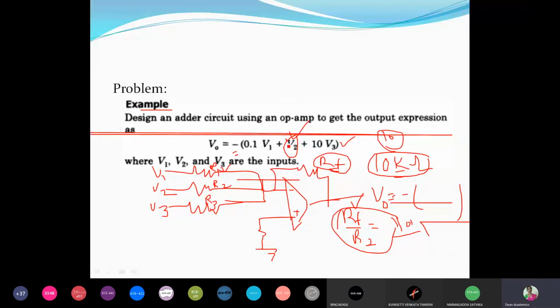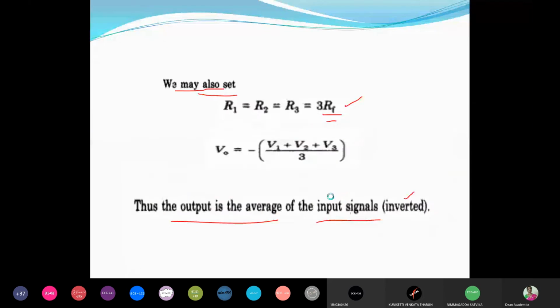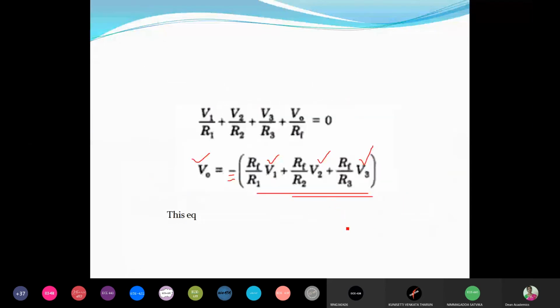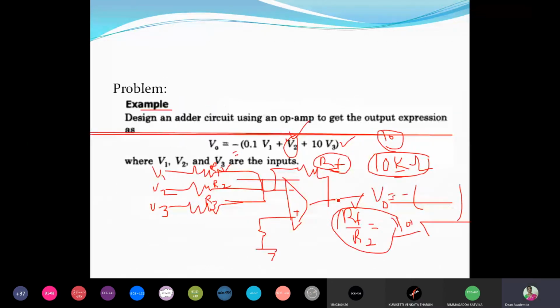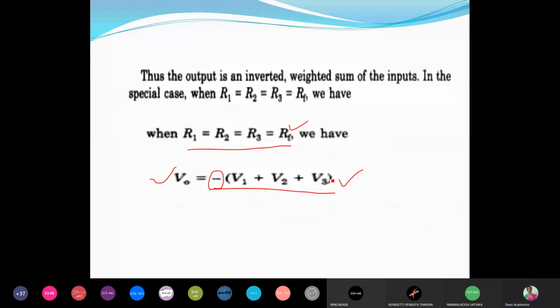V2 coefficient is only 1. That means this is the output expression: V0 is equal to minus of RF by R1 into V1 plus RF by R2 into V2 plus RF by R3 into V3. Now RF by R2 is equal to 1 only in the expression, right? In our expression, it is 1. That's why I have chosen that.